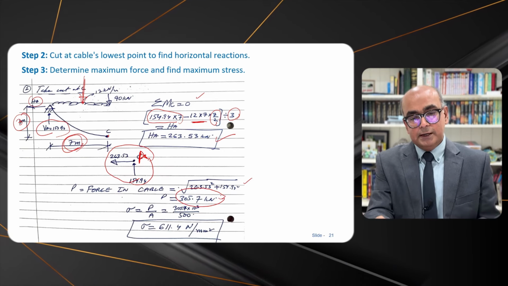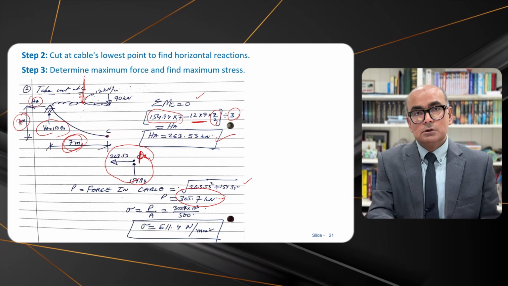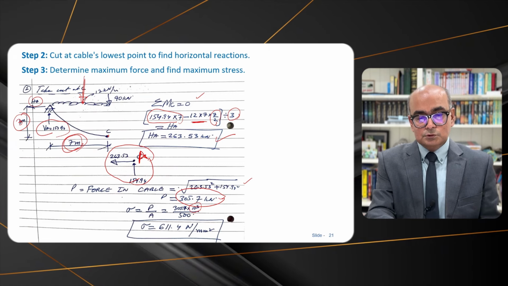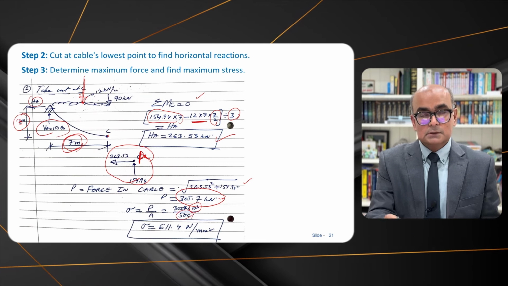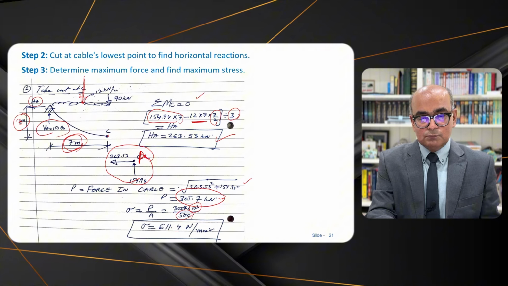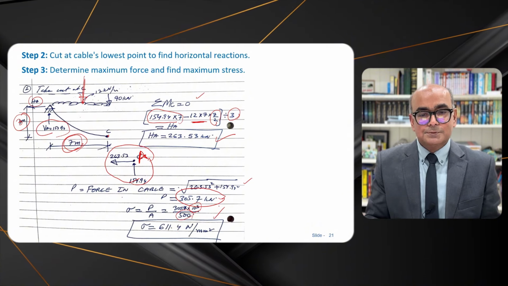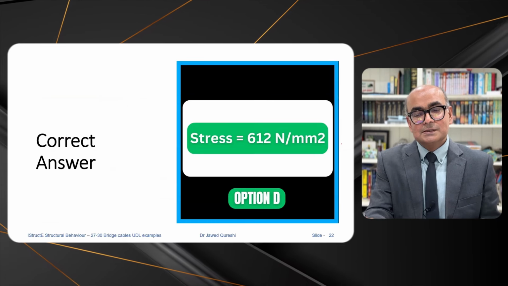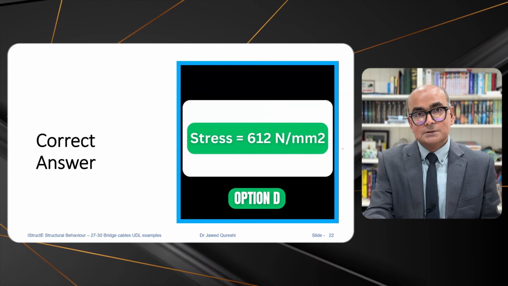And from here I can find out stress. Stress is equal to force over area. I've converted this force into newtons, divided by area, which is 500. From here I get 611.4. Let us see what option matches closely with this answer. The correct option is 612, which is option D.